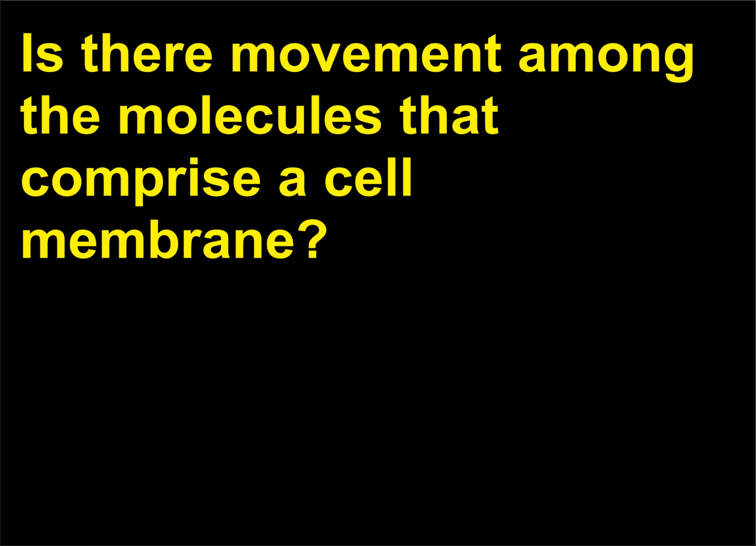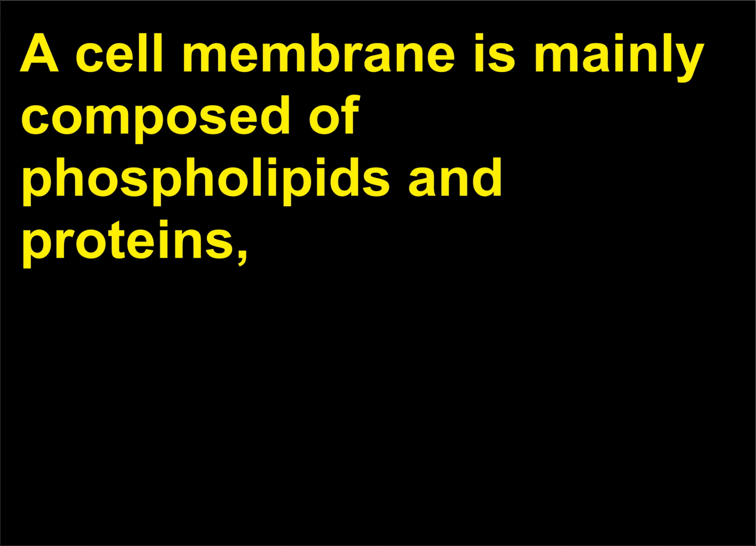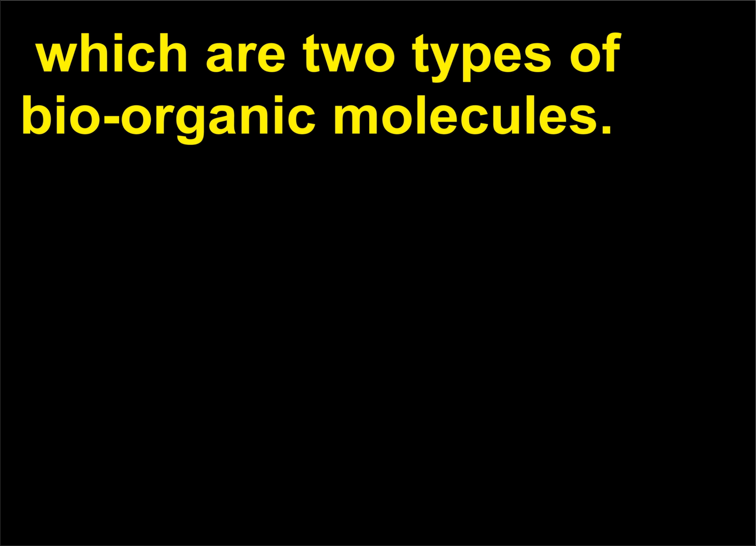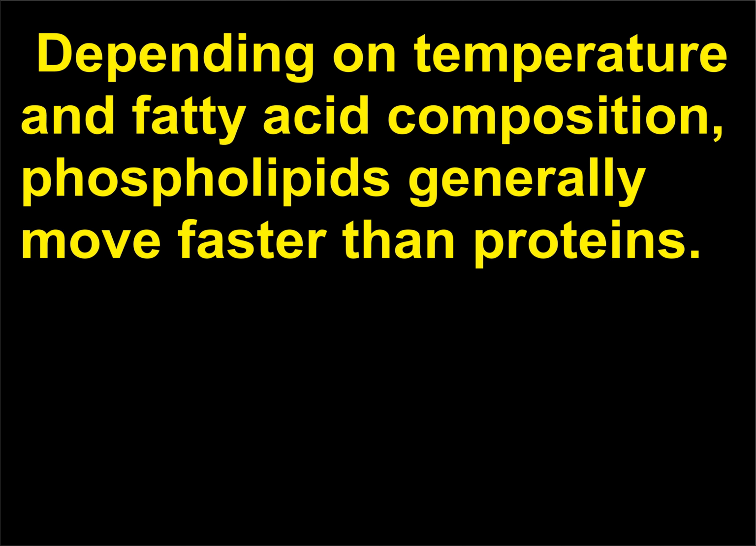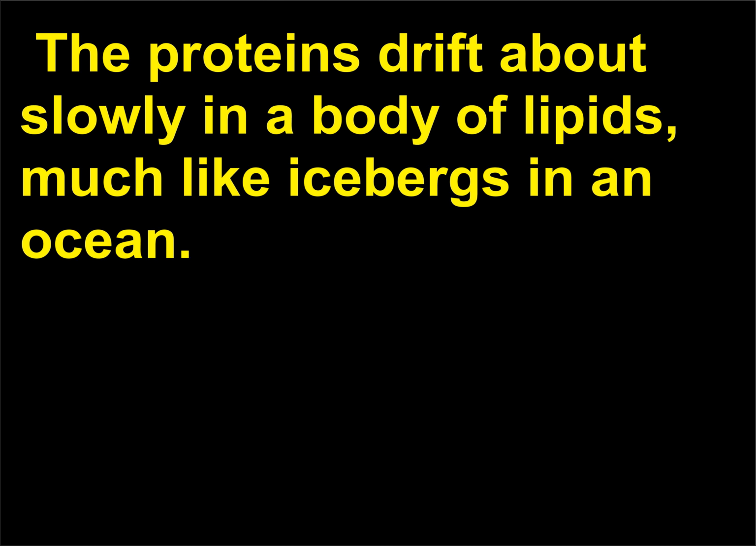Is there movement among the molecules that comprise a cell membrane? A cell membrane is mainly composed of phospholipids and proteins, which are two types of bioorganic molecules. Within the membrane, phospholipids are able to move laterally. Depending on temperature and fatty acid composition, phospholipids generally move faster than proteins. The proteins drift about slowly in a body of lipids, much like icebergs in an ocean.